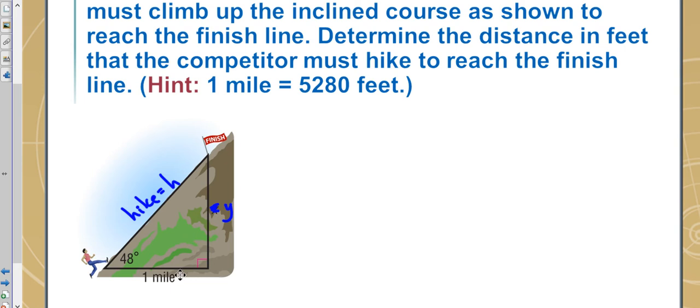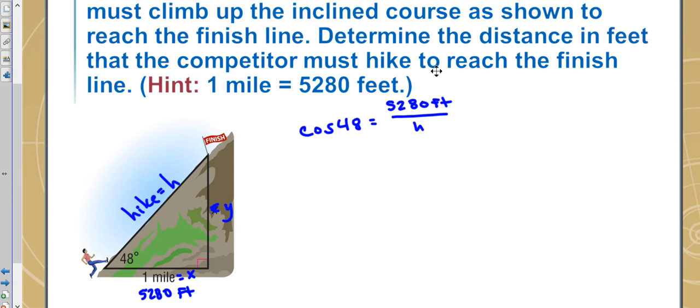So I'm given an X value and an angle. So which one has X and H? Well, the H is always silent, so it'd be SOH CAH TOA, cos X. So cosine of 48 degrees is going to equal X, which is 1 mile, or we'll switch it over to feet. So we'll say 5280 in feet over my H value. Now this will take more than one step to solve because the H is in the denominator.